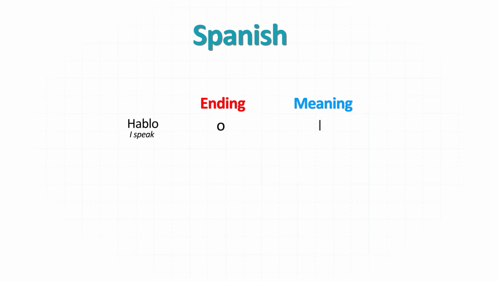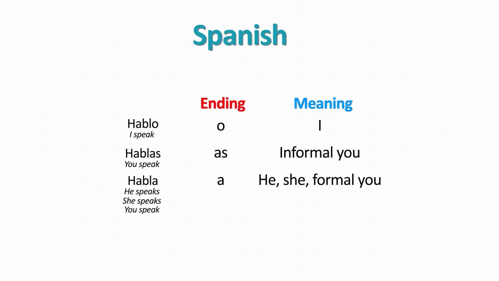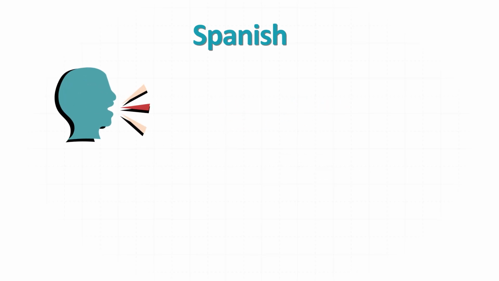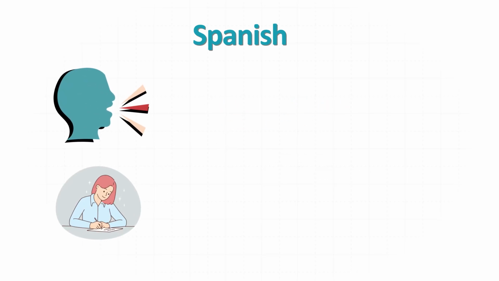When you see a verb, look at how it ends. O means I. As means you, informal. A means he, she, or you, formal. Those endings are giving you the subject of the sentence without needing a separate word. And when you're speaking or writing Spanish, you can leave out the pronoun most of the time. Just use the verb with its correct ending.